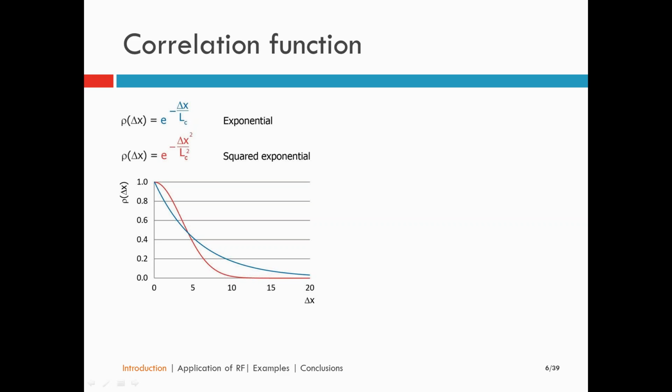The second variant is the squared exponential correlation function, where the values in the exponent are squared, and this gives a somewhat different graph.